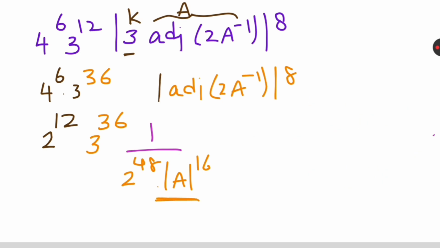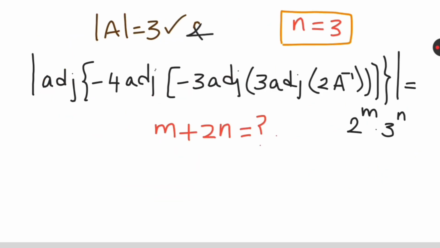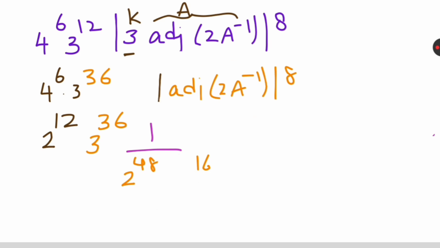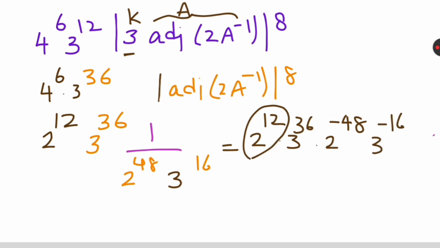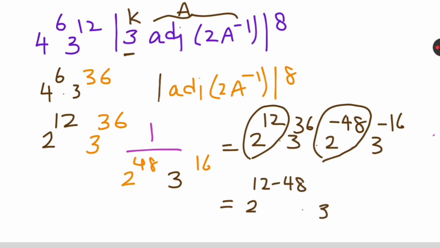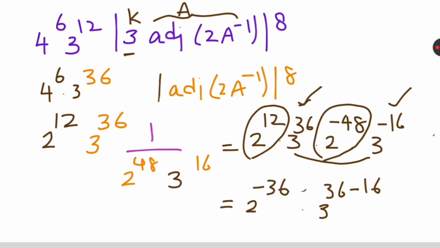Now what is the determinant of A value? Determinant of A, the value is 3. So let's take that. Now the denominator values, you just take them to the numerator. Then 2 raised to the power of 48 turns into 2 raised to the power of minus 48, and 3 raised to the power of 16 turns into 3 raised to the power of minus 16. Observe this 2 raised to the power of 12 and 2 raised to the power of minus 48. Here bases are same. When bases are same, we can add the powers. For the 3 also, when bases are same, we can add the powers. 2 raised to the power of 12 minus 48, 12 minus 48 gives minus 36. 36 minus 16 gives 20.